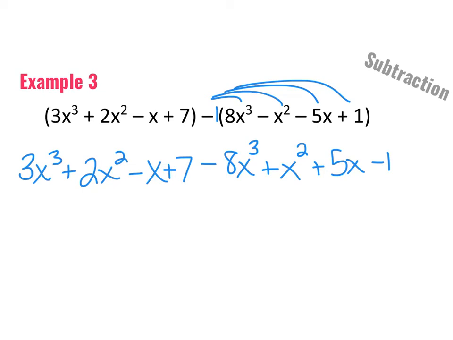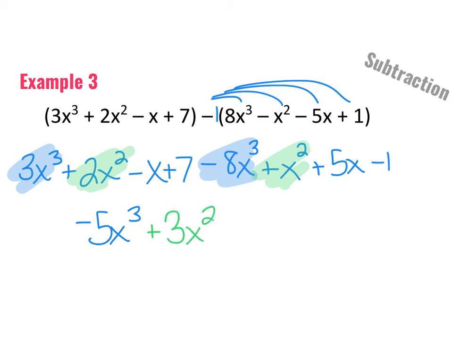So my highest degree is 3x cubed, and a negative 8x cubed becomes negative 5x cubed. Now I look for my squared. So I have a positive 2x squared plus 1x squared would be plus 3x squared. Look for my linear terms.